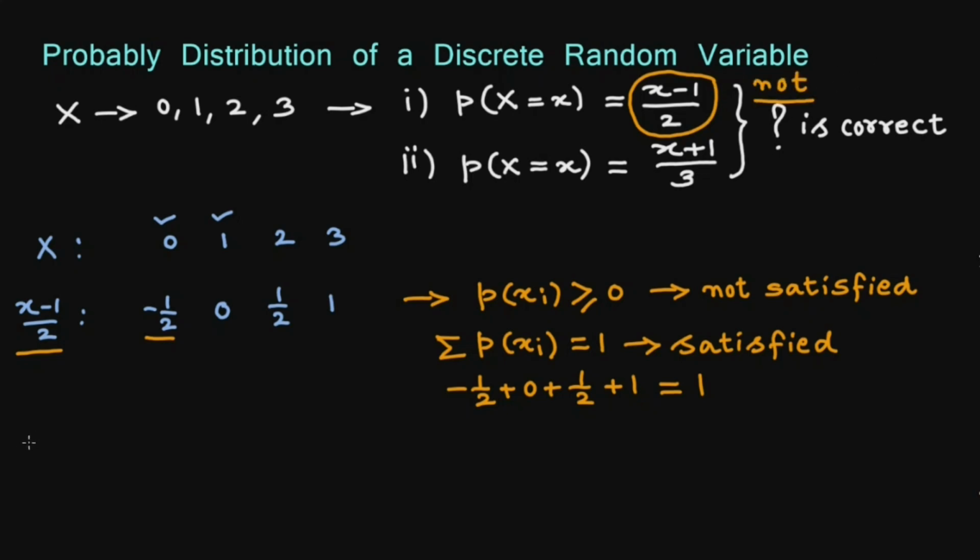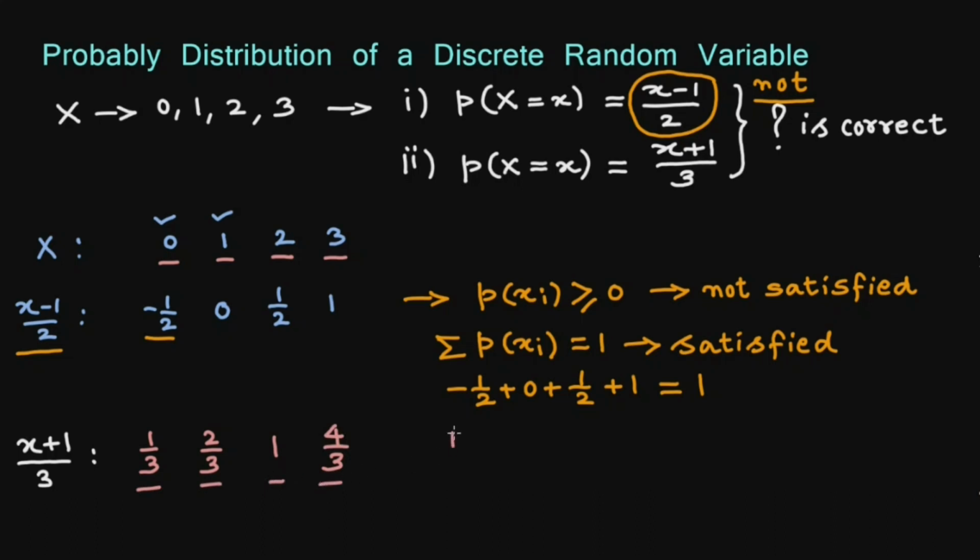For the second probability formula, x plus 1 by 3, we have for x equals 0, 0 plus 1 by 3, it will be 1 by 3. For x equals 1, it will be 1 plus 1, 2 by 3. For x equals 2, it will be 2 plus 1, 3 by 3, which is 1. And for x equals 3, it will be 3 plus 1, 4 by 3. We observe that all four probabilities are positive.